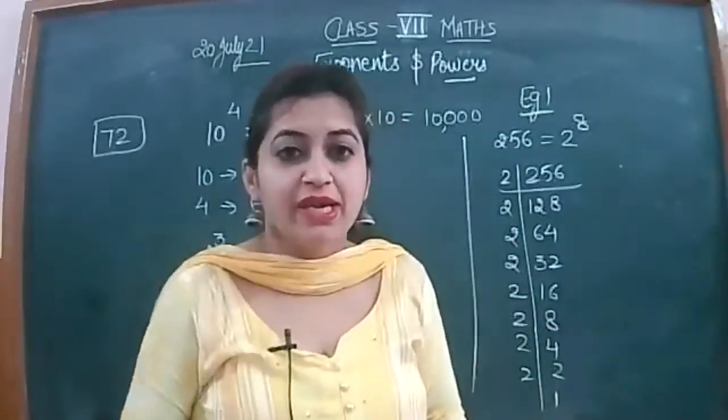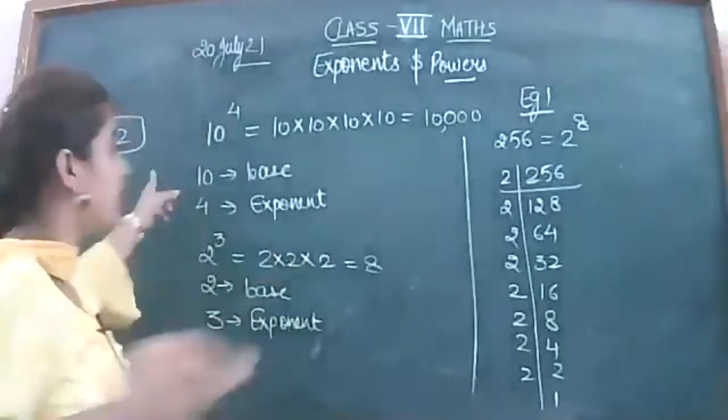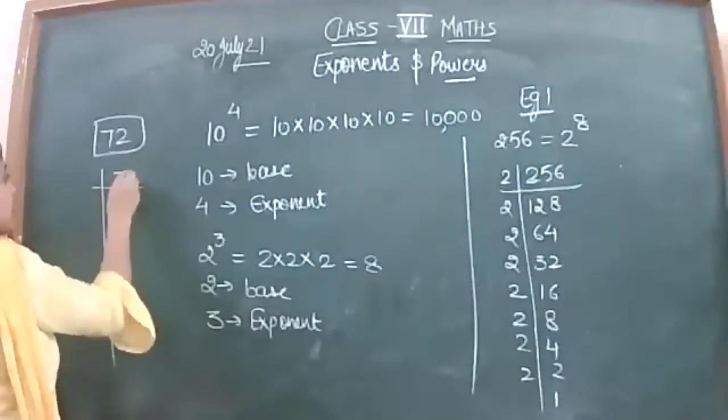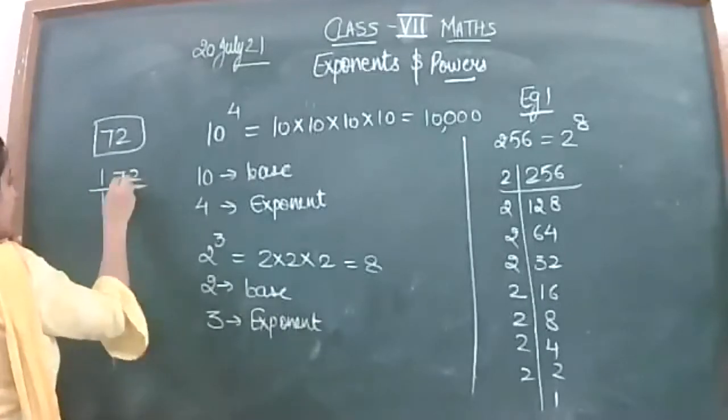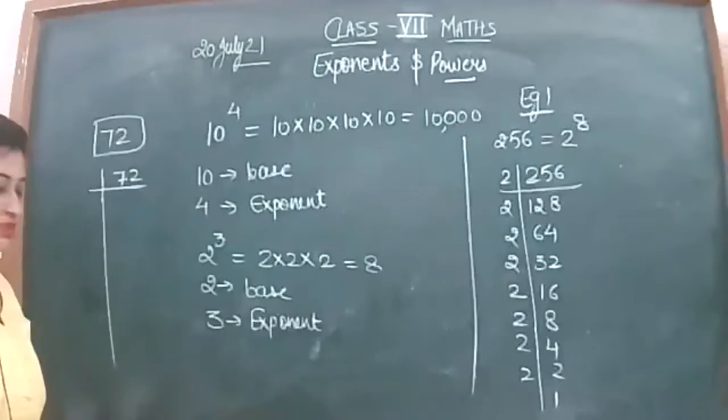If the question comes, express 72 as a product of prime, so you will prime factorize it, you will make its prime factors and you will get the answer in the form of prime numbers. Hurry up, start this question.